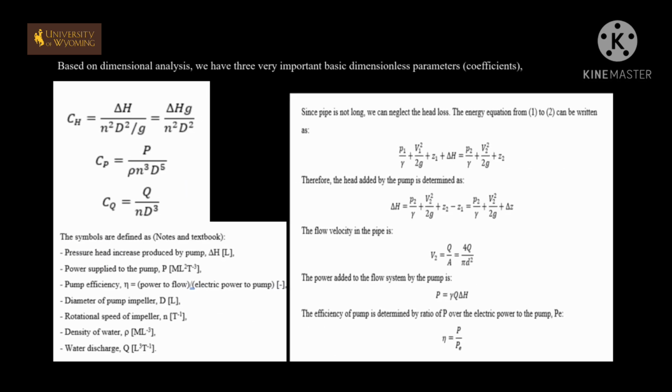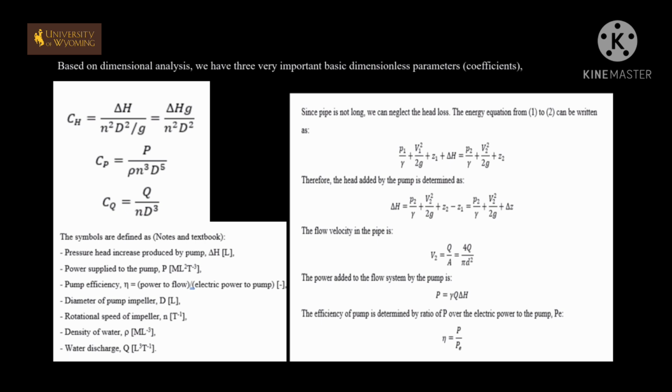The formula for head coefficient is given by del H divided by n squared d squared by g, or del H g by n squared d squared. Where del H is the head increased by the pump, n is the rotational speed of the impeller, d is the diameter of the pump impeller, and g is the acceleration due to gravity.